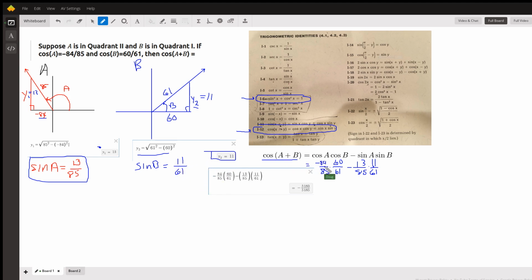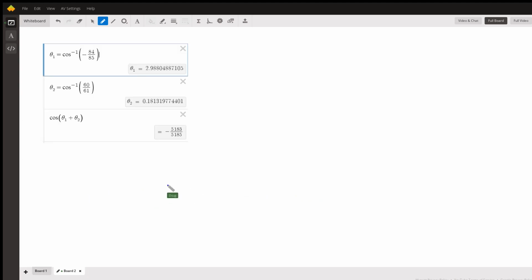So now we're ready to plug in those numbers into this identity right here. Cosine of A, cosine of B, minus sine of A, sine of B. If you use a calculator to do that and represent it as a fraction, this is what you get: -5,183 over 5,185. Now on board 2, I'll show you a slightly different way to do it for confirmation.